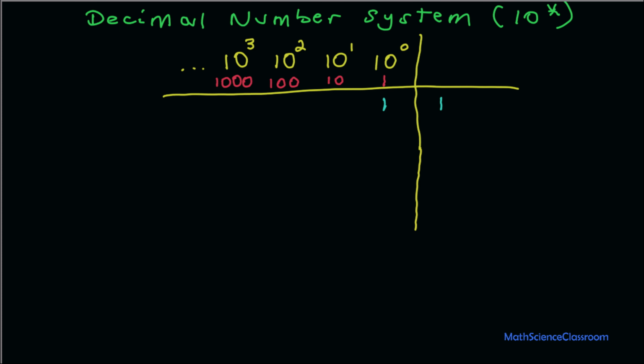Next number we will code is 9. So how do we code 9 in the decimal number system? Well, we know in the first position we can put 0 through 9. So we're going to put 9 in the first position.